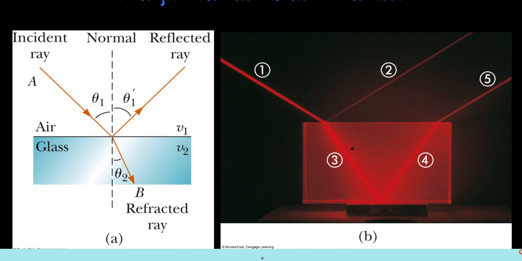Pointing from the diagram on the left-hand side, we notice the angle of incidence, theta 1, the angle of reflection, theta 1 prime, as well as a new angle, theta 2. We call that the angle of refraction, or the angle that the refracted ray makes with the normal. Remember, the normal is an imaginary line that you draw perpendicular to the surface wherever a beam of light is incident on a surface. Let's learn a bit more about refraction.